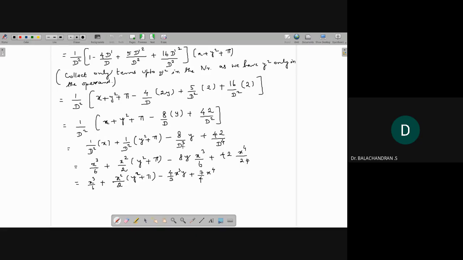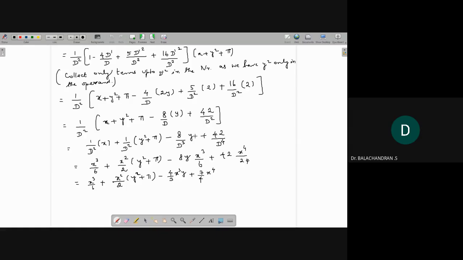Minus 8 by d cube of y plus 42 divided by d power 4. If you integrate 2 times, you get x cube by 2 into 3, 6. This is constant. If you integrate first time, we'll get x. If you integrate second time, x square by 2.